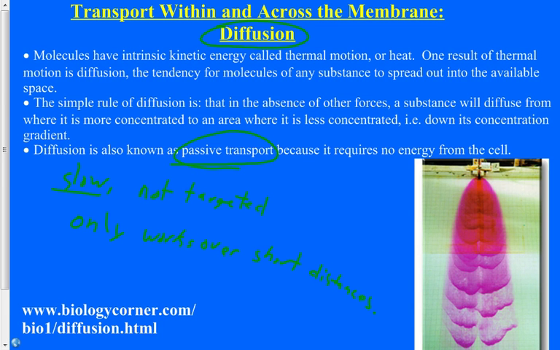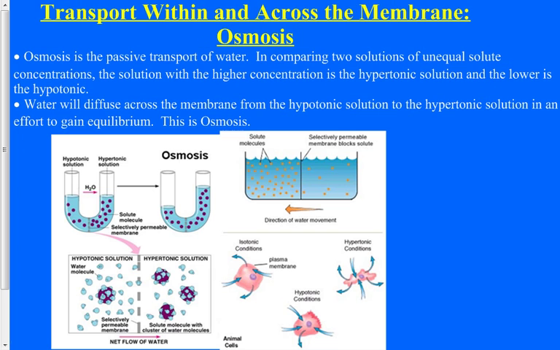Okay? That's why we have a circulatory system. It actively uses energy to pump stuff where we need it to go. Okay? All right, questions on diffusion? Okay, so generally the passive movement from concentrated to less concentrated.